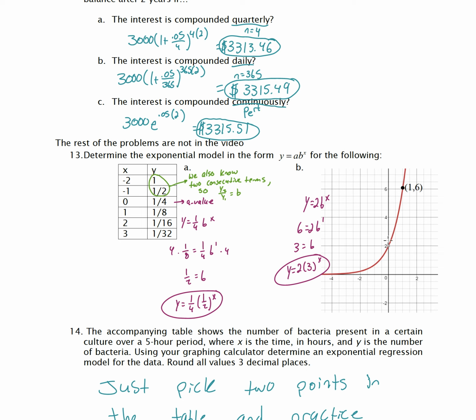Now, if you had a graph, it's really the same thing. You know 0, 2, and you know 1, 6. So what's it doing? Well, it triples in 1 year, and it starts at 2. Boom, right? Tripling with a 3, and it started at 2 with the 2. Started at 1/4, and it went down by a half, right? All you have to do is decide what the initial value is, and then what the multiplying factor is.